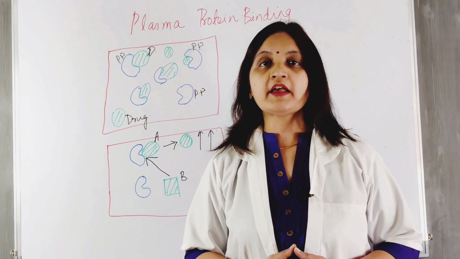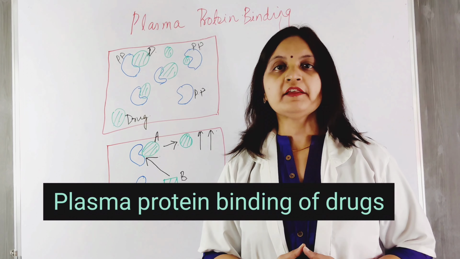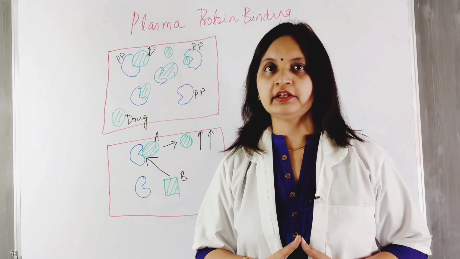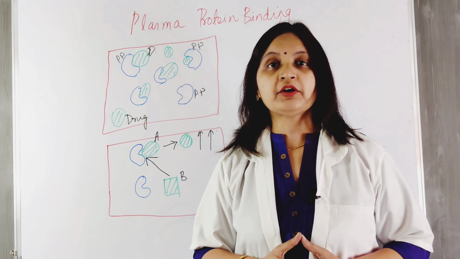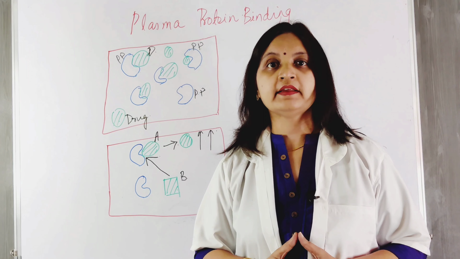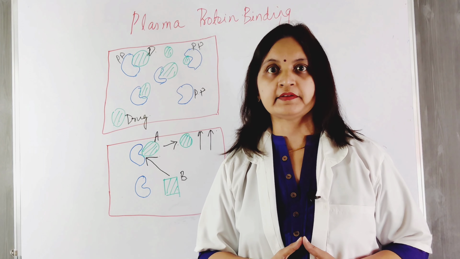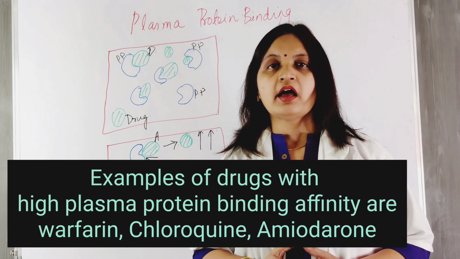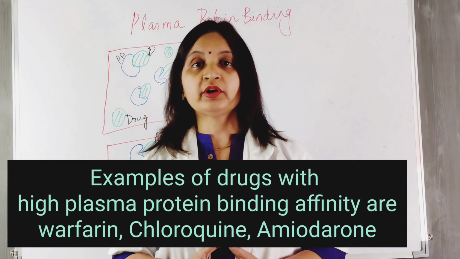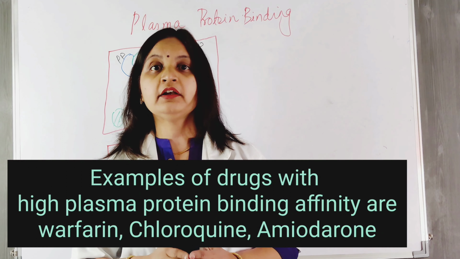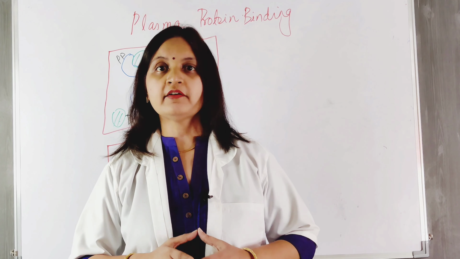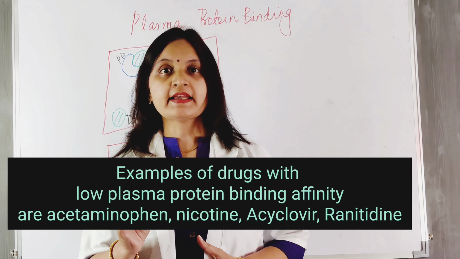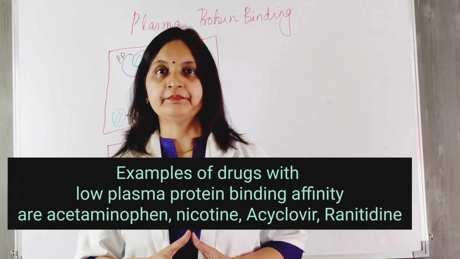So next we move on to plasma protein binding of drugs. Plasma proteins such as alpha-1 acid glycoprotein and albumin are found in the circulation. Alpha-1 acid glycoprotein binds to basic drugs and albumin binds to acidic drugs. So drugs differ in their affinity for plasma proteins. Examples of drugs which have high plasma protein binding affinity are warfarin, chloroquine and amiodarone, whereas examples of drugs which have low plasma protein binding affinity are acetaminophen, acyclovir, nicotine, ranitidine.